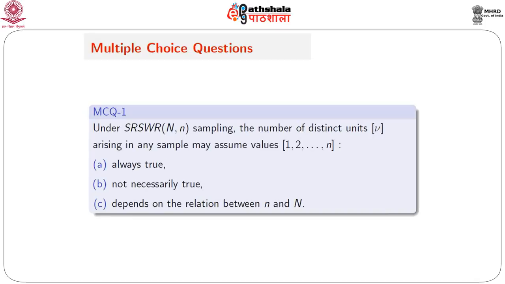It says the number of distinct units arising in any sample can assume all the values 1 up to small n. If small n is unduly larger than capital N, it cannot happen because the number of distinct units is always bounded by capital N. Capital N is the upper limit. So this statement cannot be always true. If small n is larger than capital N, this statement is not true. It is not necessarily true. Truly, it depends on the relation between small n and capital N. So that is the closest answer.